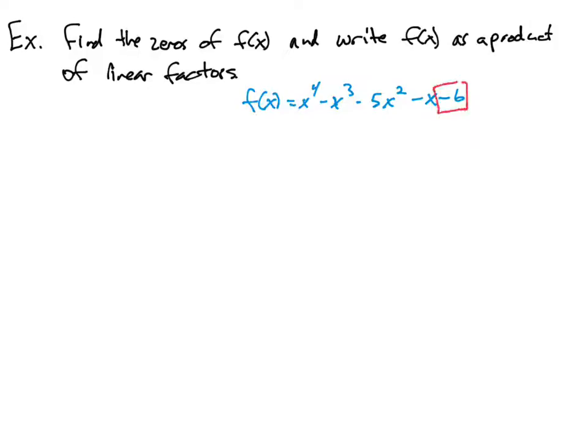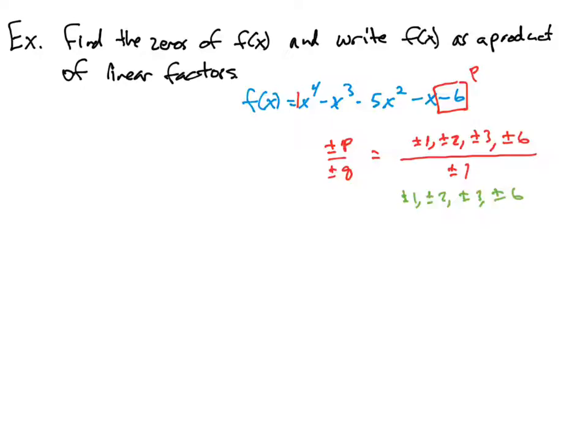So this is the p-value, so we're going to say all the factors of -6. So this will be plus or minus 1, plus or minus 2, plus or minus 3, plus or minus 6. And then the q value is just 1. So the only factors of 1 are plus or minus 1 here. All right, so the possibilities that we should test are plus or minus p over plus or minus q. So the values that we should test are plus or minus 1, plus or minus 2, plus or minus 3, plus or minus 6.